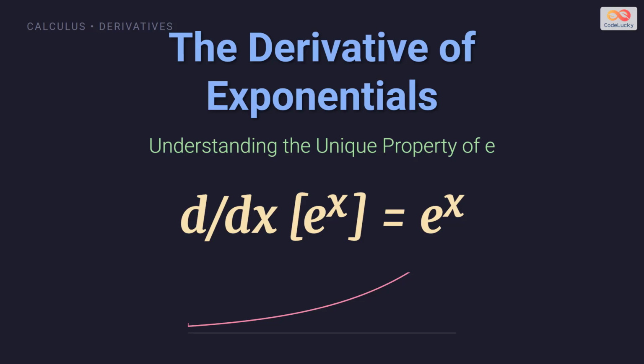Welcome. Today we are diving into one of the most beautiful results in calculus. We are going to find the derivative of exponential functions and specifically discover why the number e is so special. By the end of this video, you will understand why the derivative of e to the x is just e to the x.